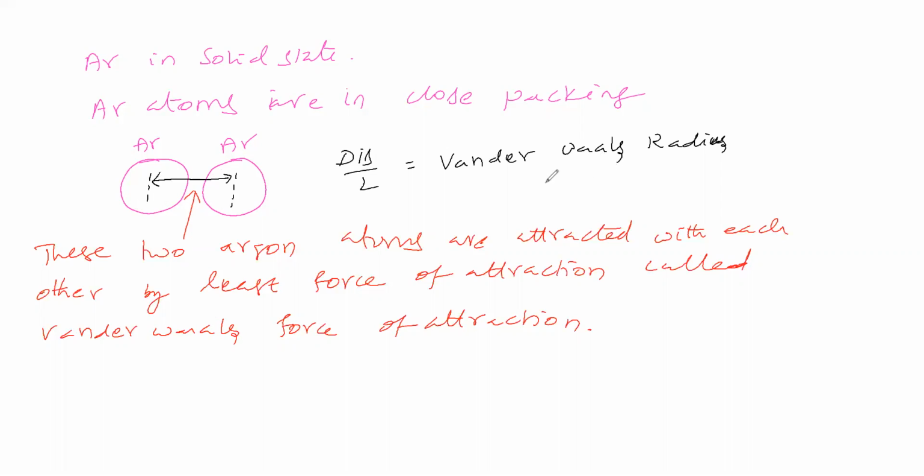So now we will compare atomic radius and van der Waals radius. The van der Waals radius is half of the distance between the centers of the nuclei. How is the van der Waals radius when compared with atomic radius? Atomic radius means the center of the nucleus to the outermost boundary. This is called atomic radius. Now comparing, atomic radius is less than van der Waals radius. So van der Waals radius is greater than atomic radius.